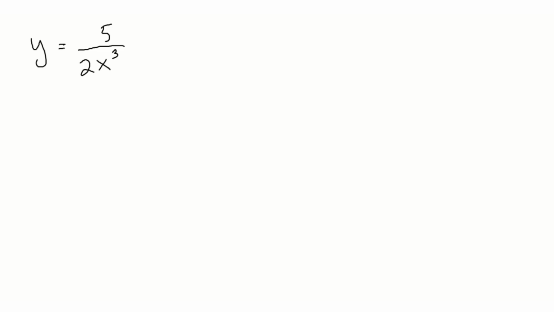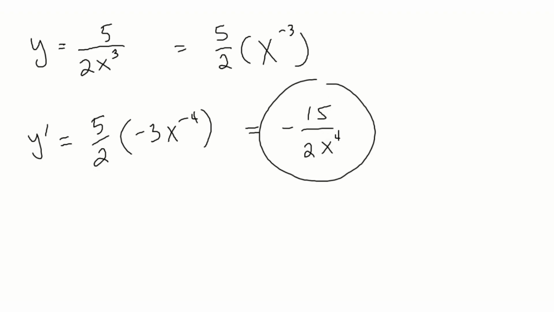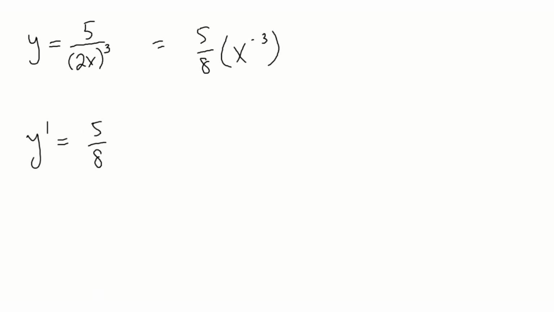Find the derivative of y equals 5 over 2x cubed. First, rewrite the expression with a constant times x to some power. Then differentiate it using the constant multiple rule and the power rule. And finally, simplify. Find the derivative of y equals 5 over the quantity 2x cubed. We can rewrite this as 5/8 times x to the negative 3. Taking the derivative, we get negative 15 over 8x to the 4.